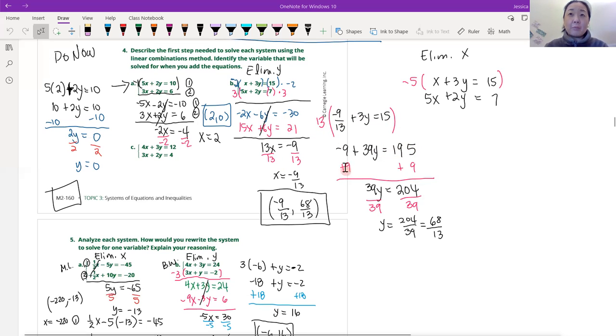All right, and then again, we're going to just solve for y like we normally do, add 9 to both sides, and then divide by 39. And we get y is equal to 68 over 13. Please make sure you always simplify whenever you can. Okay, so then our answer is going to be -9 over 13 and 68 over 13.